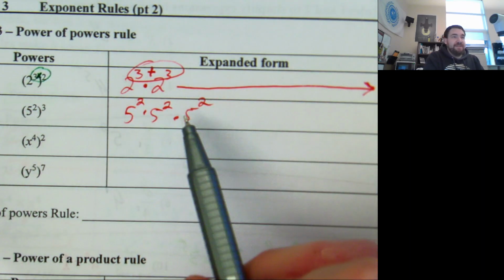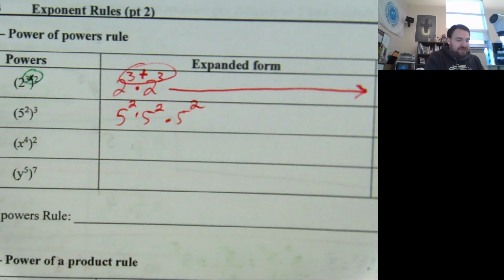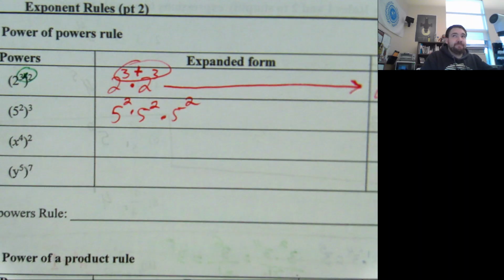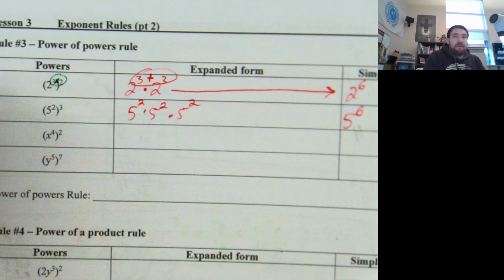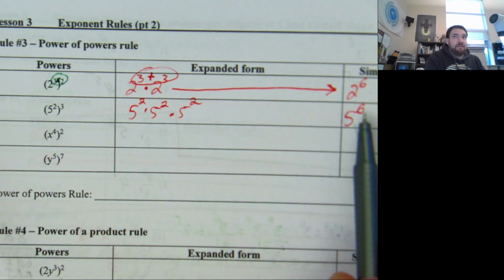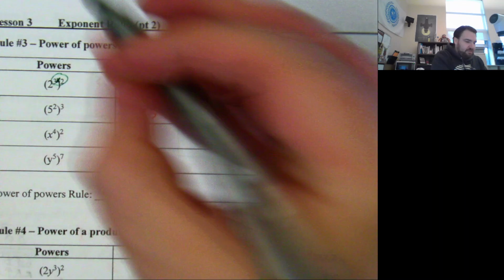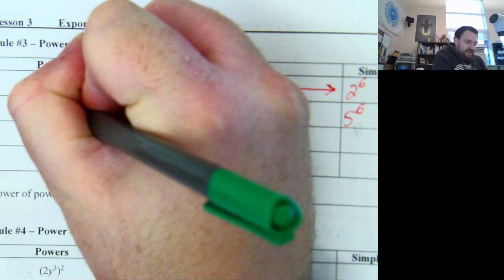When I multiply same bases, the rule from yesterday was to add up the exponents. So this is going to give me what? 5 to the 6. You betcha. How could I have used 2 and 3 to get straight to 6? 2 times 3. You betcha. I could have started with these exponents and multiplied them together.